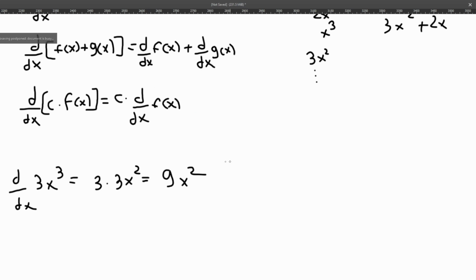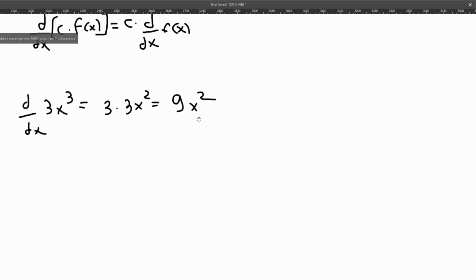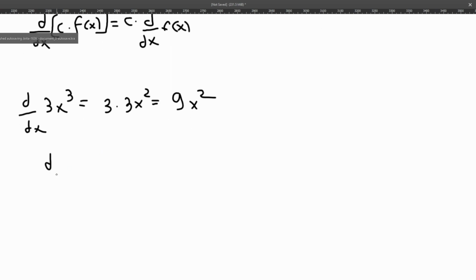And using these rules, you can calculate the derivative of any polynomial, which is what you're required to know for your GCSEs. Now, for example, let us calculate the derivative of a random function like x to the 5th minus 10x squared plus 5. I'm just writing random numbers.